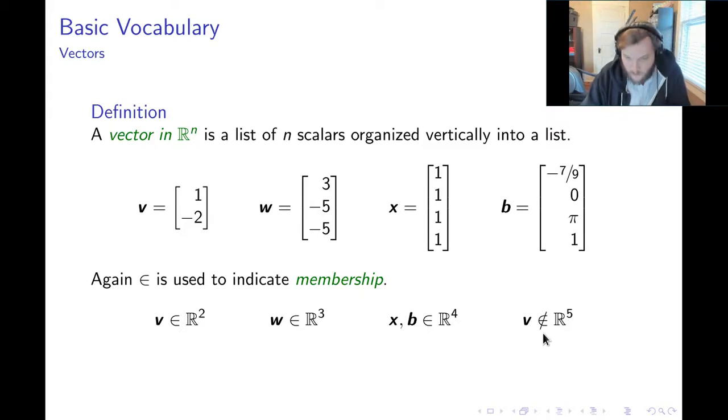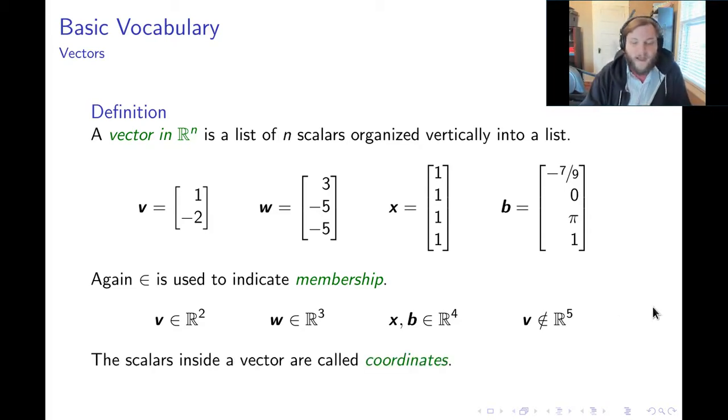Note here, we also use this crossout notation to indicate that something doesn't belong somewhere. The vector v that we started with stored 2 numbers, not 5 numbers. So it's appropriate to write v and then fancy E crossed out R5 to communicate that v did not have 5 numbers inside of it, it only had 2. When we're talking about the numbers or scalars stored in a vector, it's common to refer to those numbers as coordinates. So we would say here that the coordinates of v are 1 and -2, and for example, all of the coordinates in x are equal to 1.